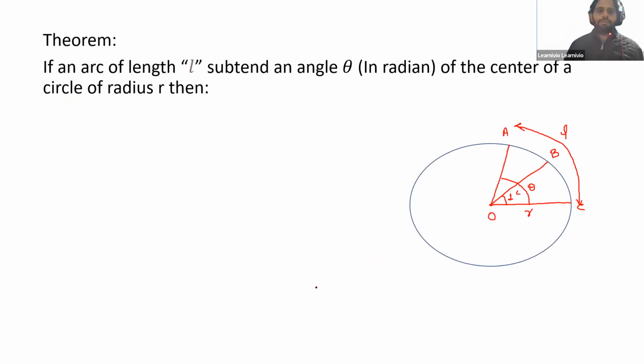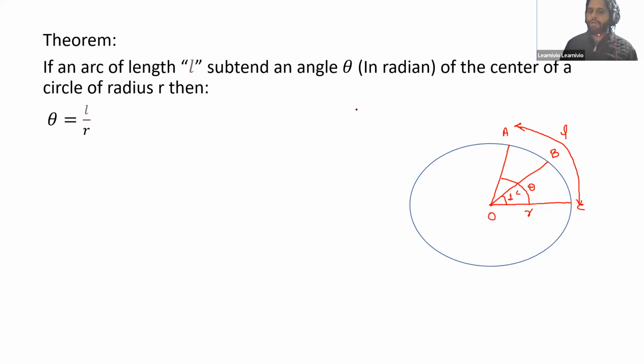Okay, the theorem is, if an arc of length L, this is an arc. Okay, this is the arc. This complete one AC has the length L. This complete arc subtends an angle theta at the center of a circle, and this theta is in radian. We are taking this theta in radian. So if an arc of length L subtends an angle theta at the center of a circle, then theta is equal to L by R. Always remember that this theta is in radian, not in degree.